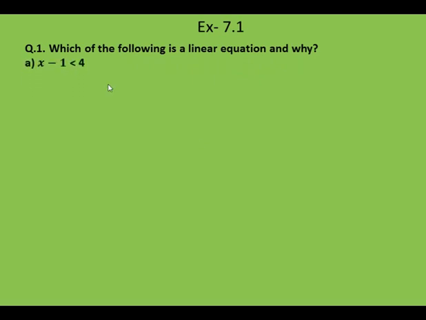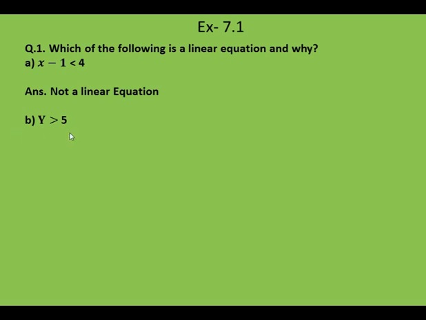So now here we are having exercise 7.1, question number 1. Which of the following is a linear equation and why? So x minus 1 less than 4. This cannot be a linear equation because for a linear equation we need an equal to sign in between the LHS and RHS side.